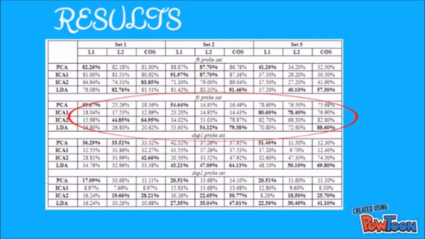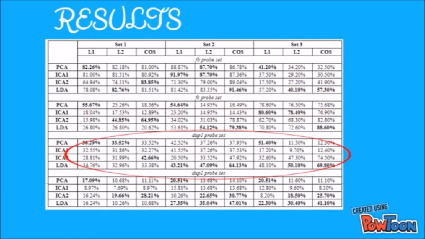After analyzing the result in the FC probe set, the results of set 2 and set 3 are a bit different from set 1. The combination with the highest recognition rate in set 2 and set 3 is LDA plus COS, but the combination with the highest recognition rate in set 1 is EGOT2 plus COS. Anyway, the result is still acceptable because the recognition rate for combination ICA2 plus COS in set 2 and set 3 is almost similar to combination LDA plus COS. The worst case for the FC probe set image is the ICA1 combination. There is a huge difference in recognition rate for the ICA1 combination compared to the other PCA, ICA2 and LDA combinations.